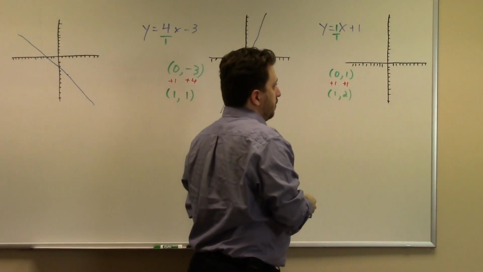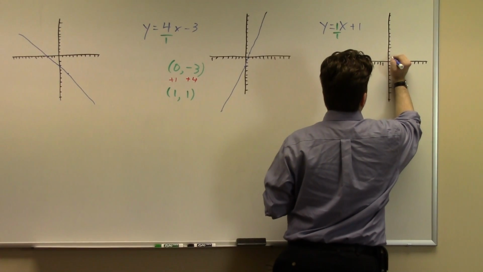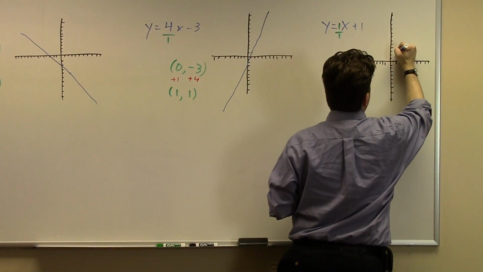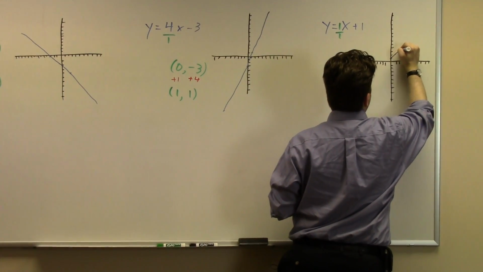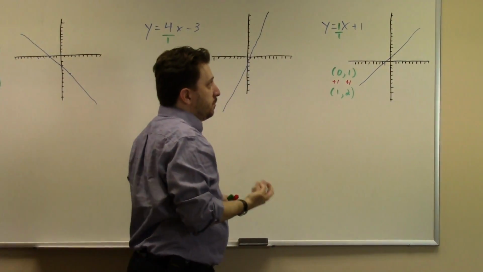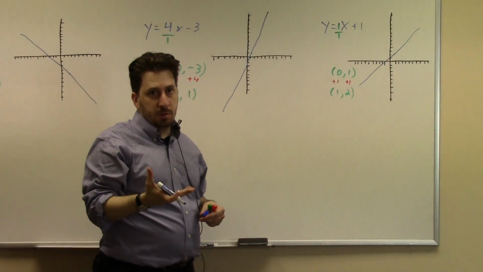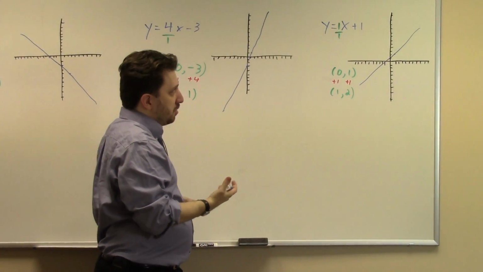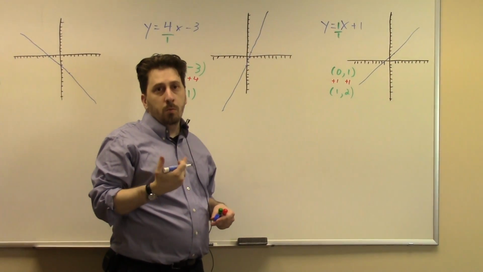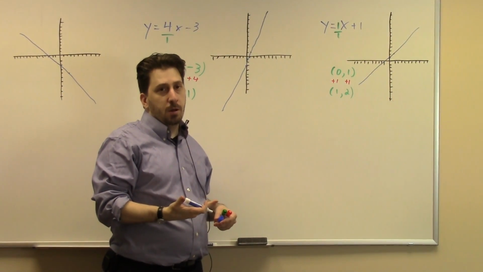And now all I have to do is graph them. So my first point is going to start here at (0, 1). My second point is going to be at (1, 2). And I draw my line through those 2 points. And I quickly check to make sure my slope is okay. My slope is 1, it's positive, so it should be going up. So this is going to be the graph of our line.